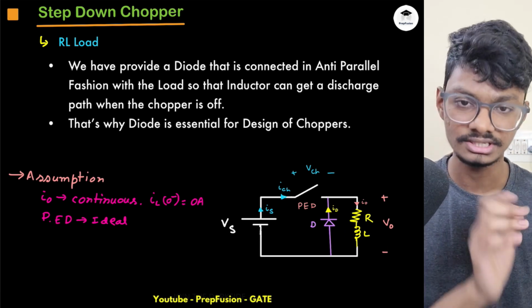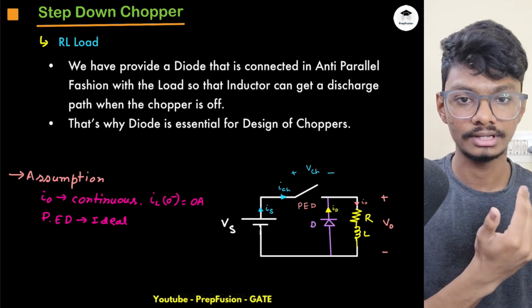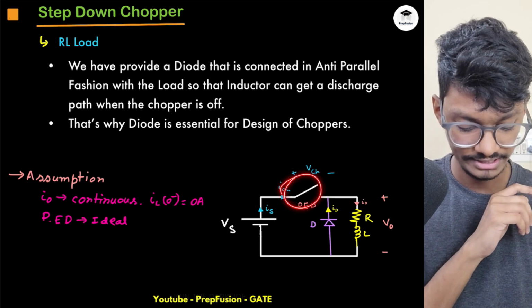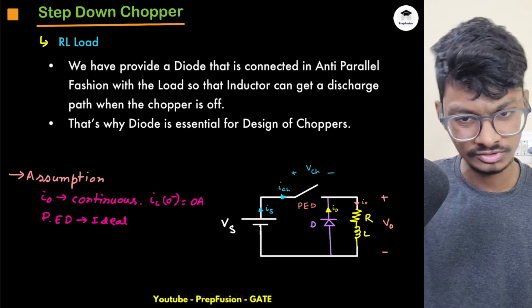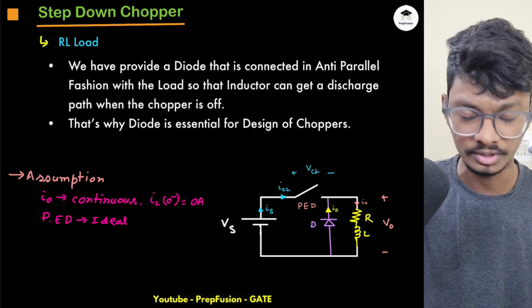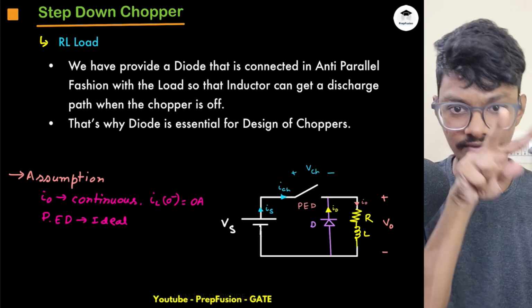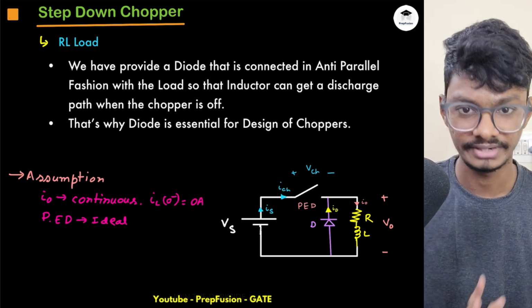In any case, the inductor and diode will always be present, to provide a path when the switch has been turned off. That was for the understanding and learning purpose, but obviously in practical life we don't use choppers with just a pure resistive load and just the switch. That is the simplest thing, right?